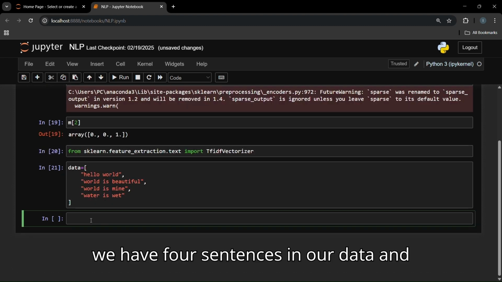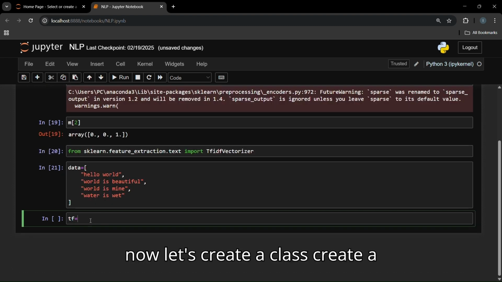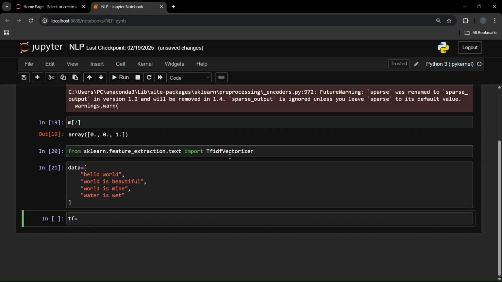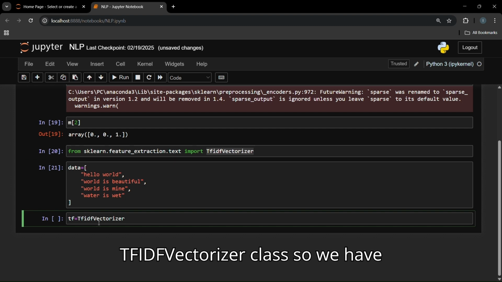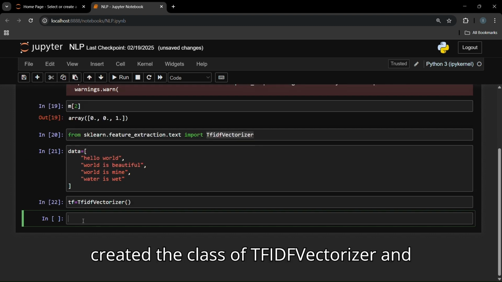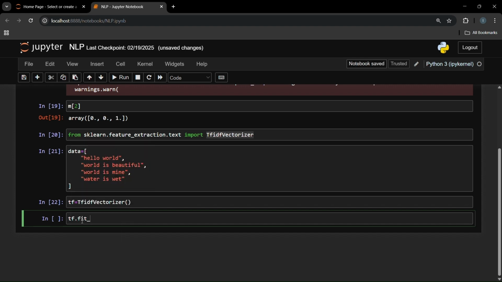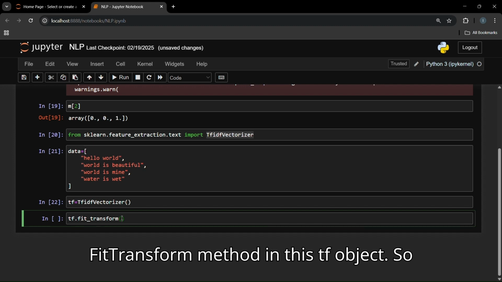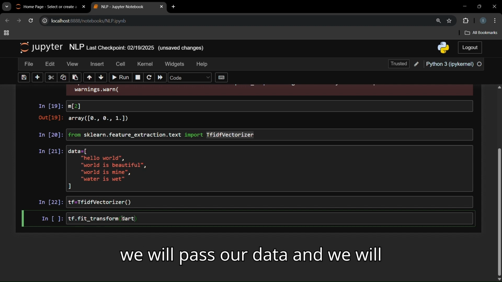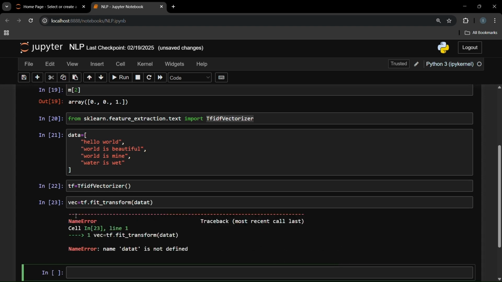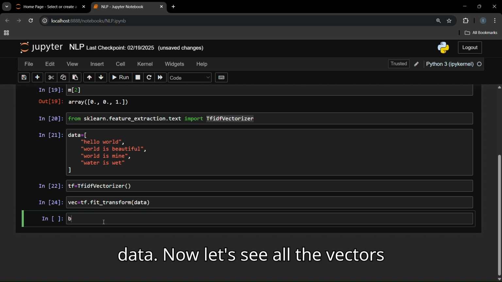So we have four sentences in our data, and now let's create an object of the TF-IDF vectorizer class. So we have created the object of the TF-IDF vectorizer class, and we have the fit_transform method in this TF object. So we will pass our data directly here, and we will store all the vectors in the vec variable. Now let's see all the vectors.